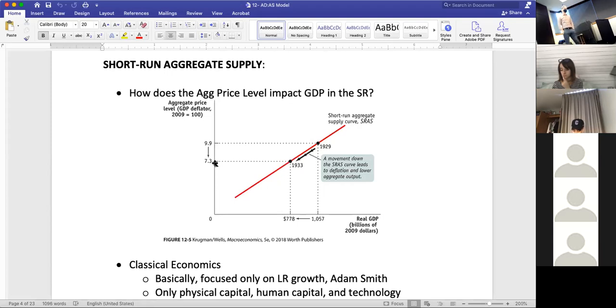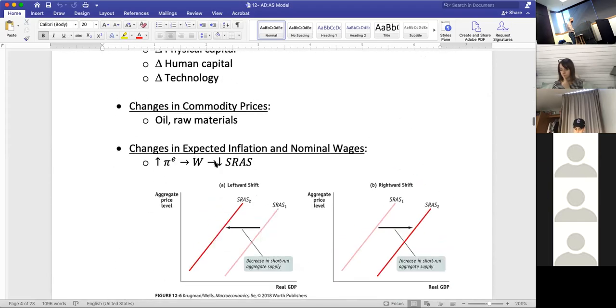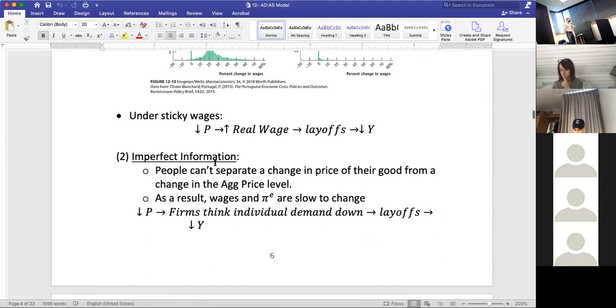That's the basic reason why aggregate supply in the short run is upward sloping. There's another reason why aggregate supply is upward sloping. And this one simply has to do with confusion. People often can't separate a change in the price of their good from a change in the price level. So as a result, wages are very slow to adjust once again.